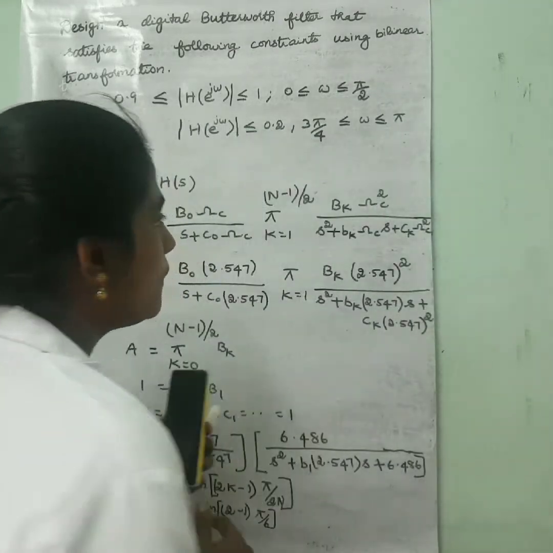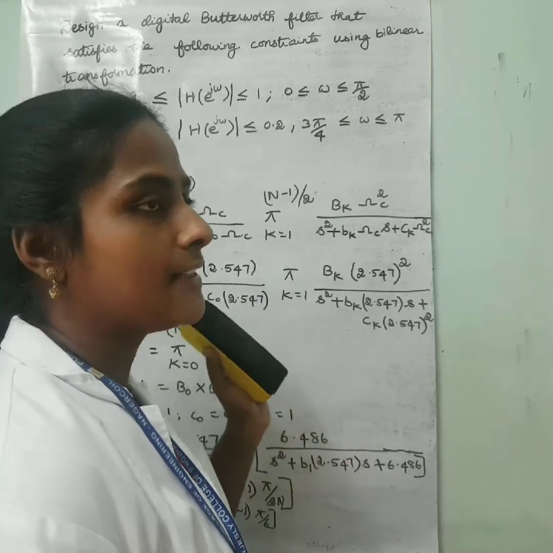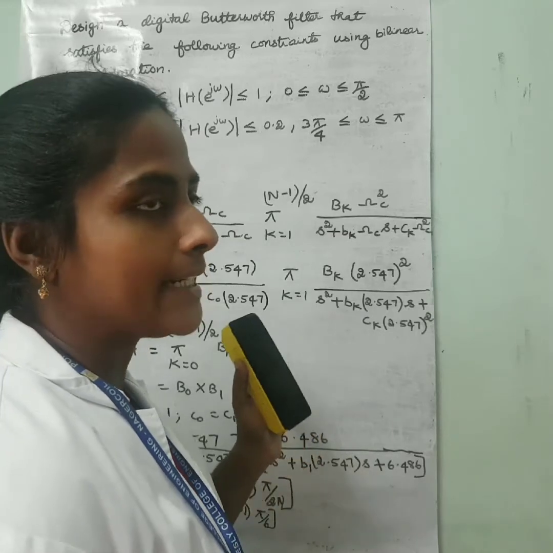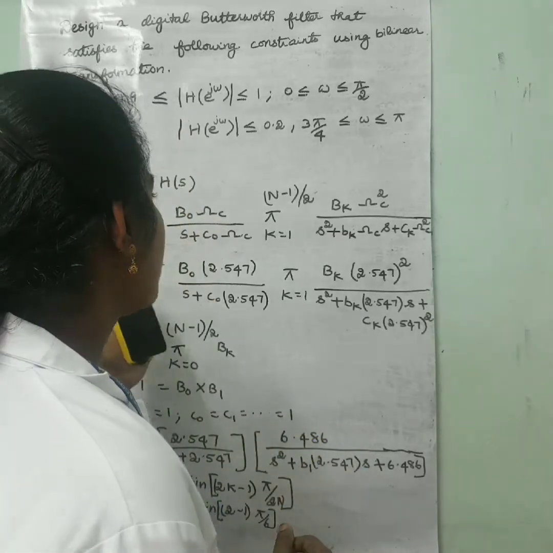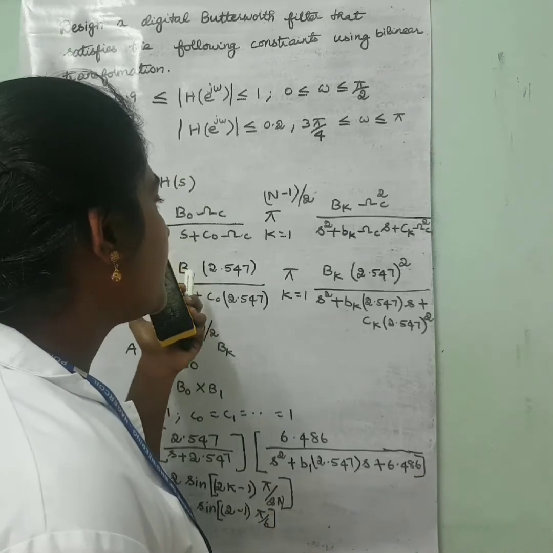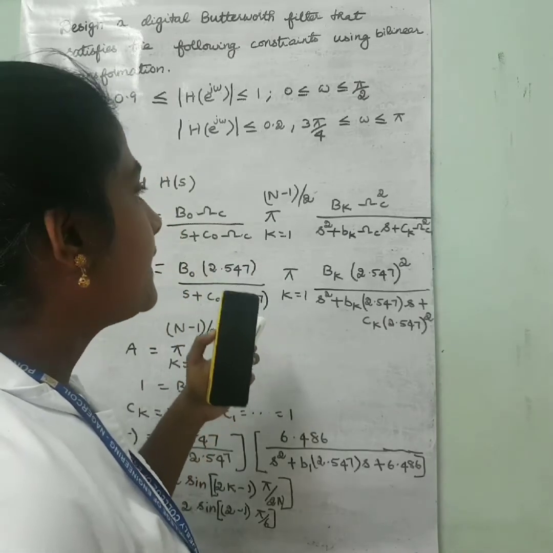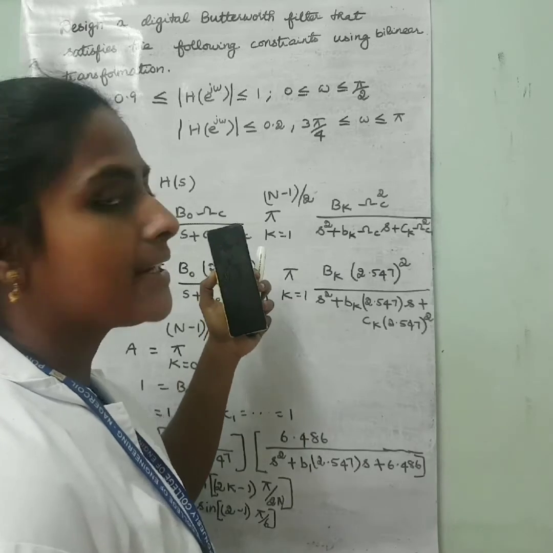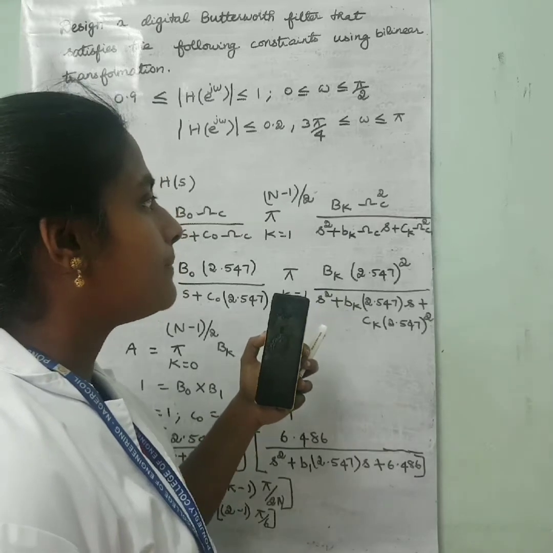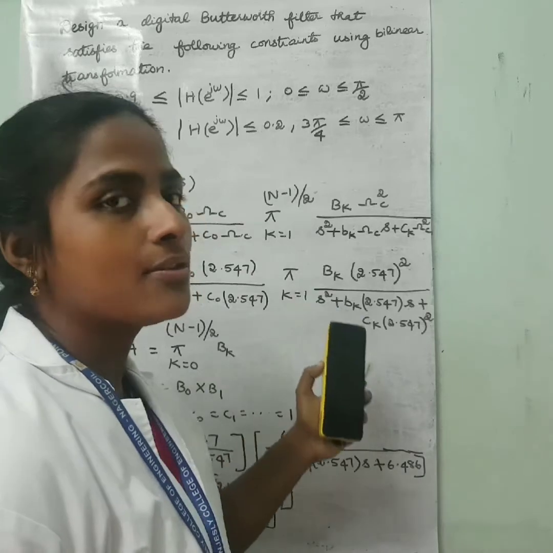We know the transfer function for the odd value of the filter order. Here the order of the filter is n equal to 3. It is an odd value, so our transfer function formula is H(s) = b0 omega c divided by (s + c0 omega c) into the product for k = 1 to (n minus 1) divided by 2 of bk omega c square divided by (s square + bk omega c s + ck omega c square).